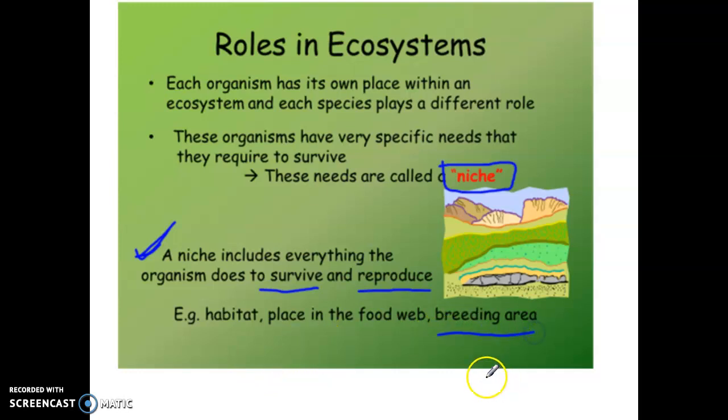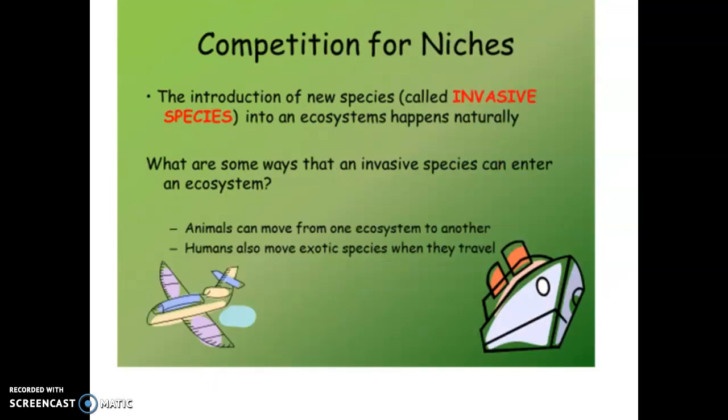Is there a specific area that they need to breed in? A specific type of soil? Not only what does it eat, but what eats it? What type of organisms eat it? What type of nutrients does this specific organism need? So an ecological niche is very specific. Every organism typically has their own niche that they have to fulfill.